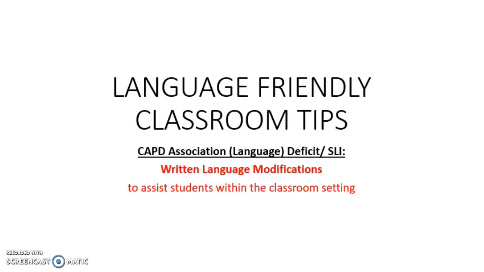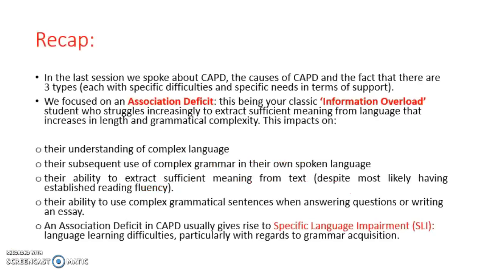Right, we're going to continue today unpacking how we can assist children with specific needs within the classroom. Last week we spoke about Central Auditory Processing Disorder, or CAPD. We spoke about its causes and the fact that there are three main types of CAPD, which each come with their own specific needs that need to be addressed somewhat differently within the classroom in order to sufficiently enable your child to have access to language and literacy.